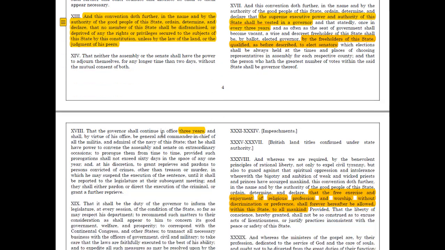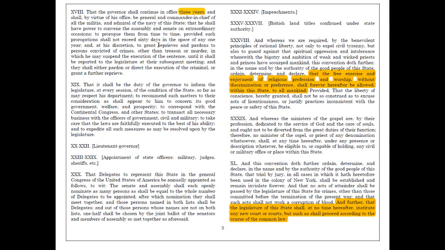And look here in 18 and 19 at the governor's powers, right? In Article 18, the governor continues in office for 3 years. He is the commander-in-chief of the militia and the admiral of the navy. He has the power to convene the Senate and Assembly on extraordinary occasions, to prorogue them, that is, to send them home, to grant reprieves and pardons to persons convicted of crimes, to inform the legislature on the condition of the state, and now down in Article 19, to correspond with the other states and with the Continental Congress, to transact necessary business with the officers of the government, etc.